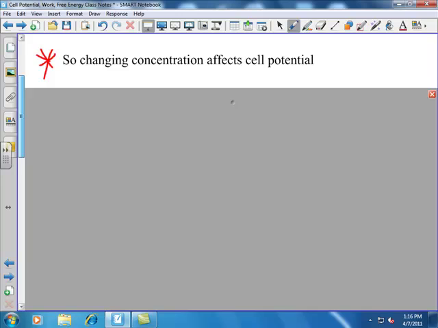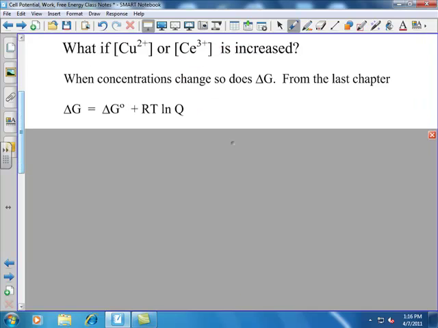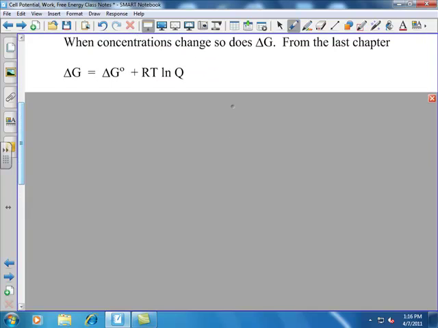Okay, so here's the effect then. I'm going to change this. So when concentrations change, delta G is going to change. And when delta G changes, from the last chapter, this was the equation that we had when delta G changed. And so we should still be able to use this equation. Why this one though? Because guess what delta G equals?